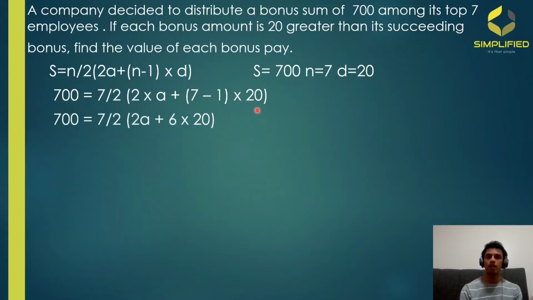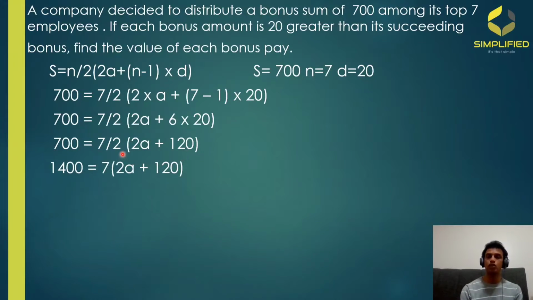So in the next step, 2 into a means 2a, plus 7 minus 1, which is 6, so 6 into 20. 6 into 20 is 120. And this 2 in the denominator is taken to the 700 side as a multiplication, so that turns out to be 1400. So 1400 is equal to 7 into (2a plus 120), which means we need to take this 7 inside the bracket. So 7 into 2a means 14a, and 7 into 120 is 840.